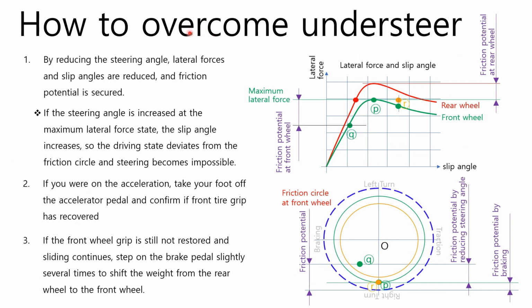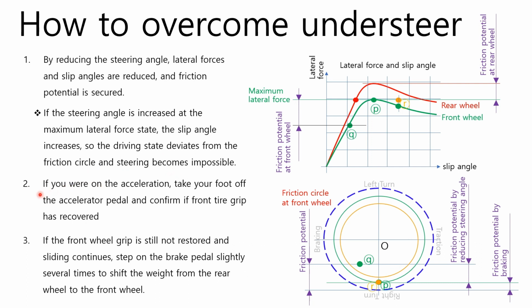Let's find out how to overcome understeer. First, by reducing the steering angle, lateral forces and slip angles are reduced and friction potential is secured. Reducing the steering angle returns the driving state from point A to Q. Here, one thing to note is that if the steering angle is increased at the maximum lateral force state, the slip angle increases, so the driving state deviates from the friction circle and steering becomes impossible.